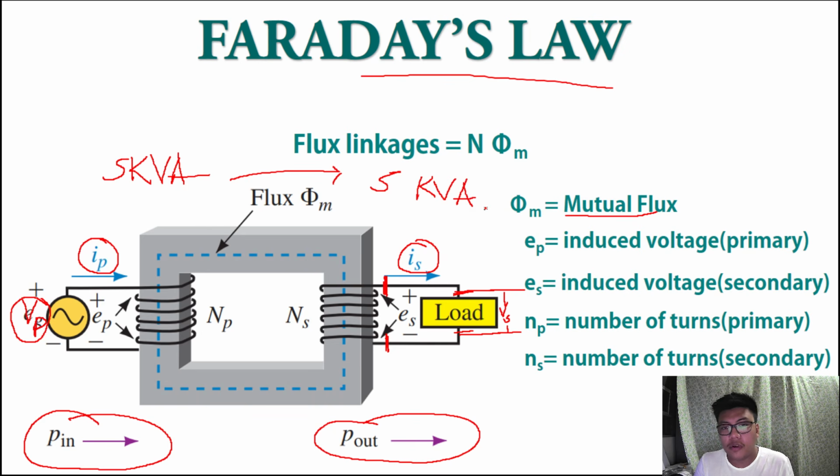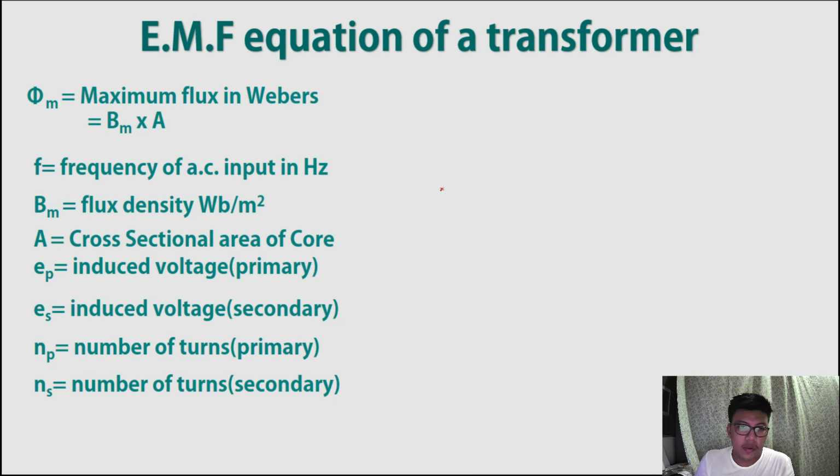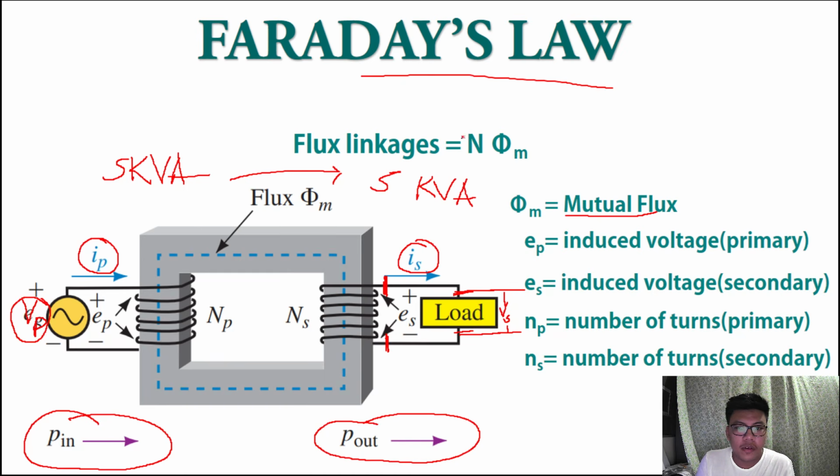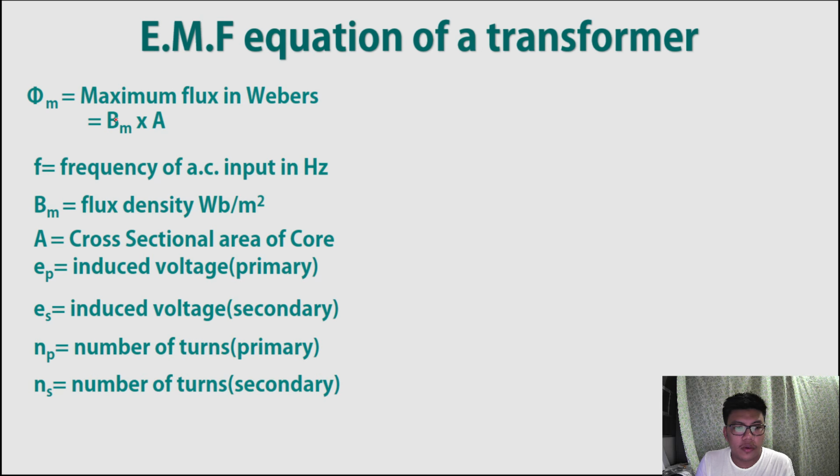Tandaan, this is for an ideal transformer. Okay? So, dito naman tayo. So, E.M.F equation of a transformer. Okay? So, yung mga symbol natin ginamit. So, phi sub m ngayon dito is maximum flux in Webers. Ano? Weber.